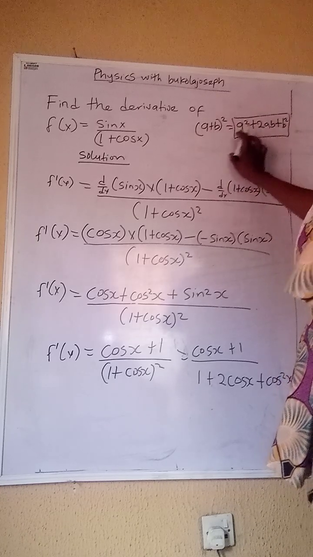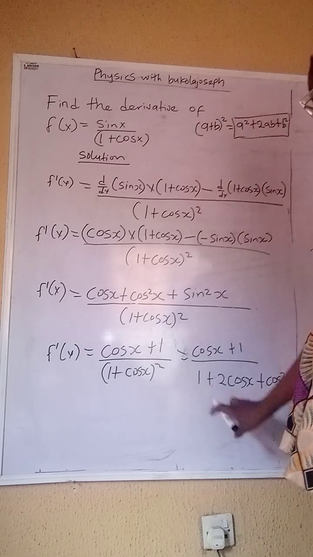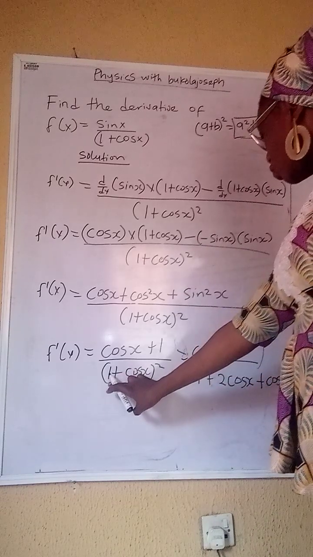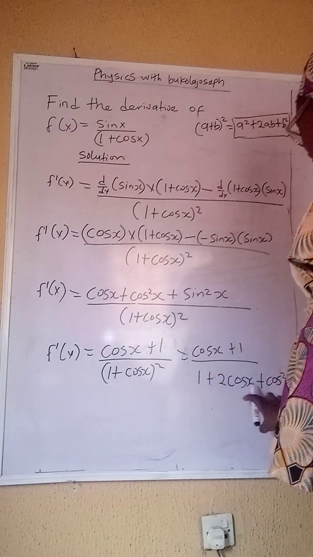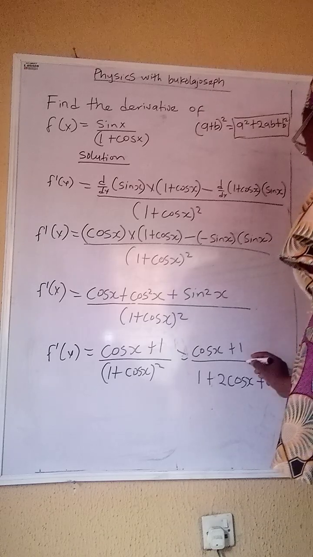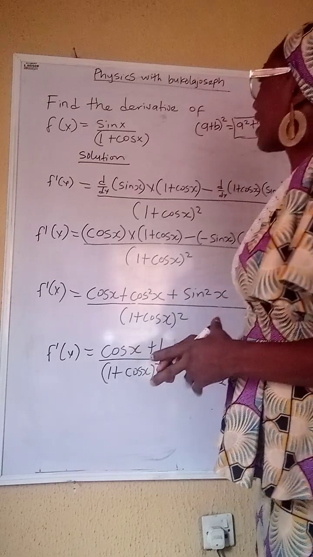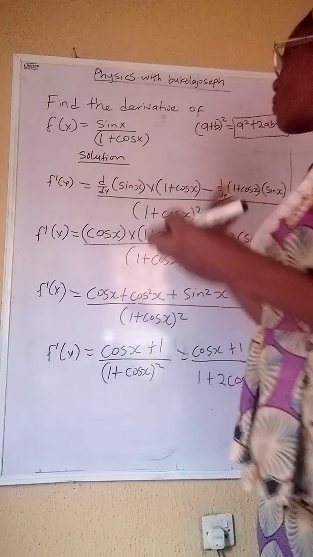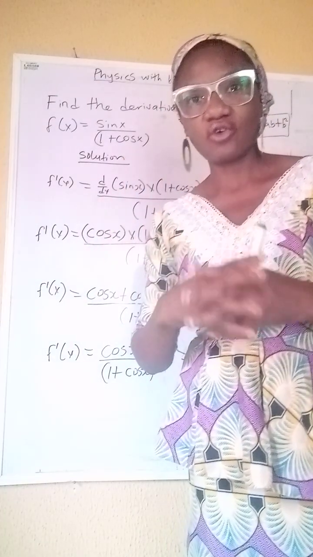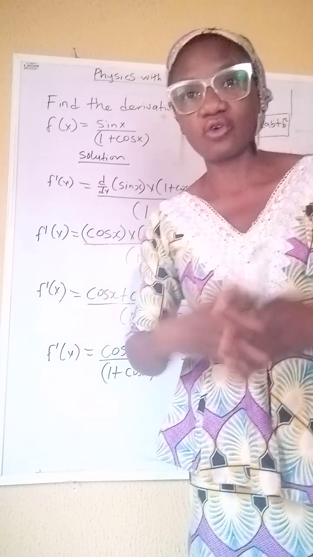A times a is a squared. Then 2 times a times b will give me 2ab. Then b times b will give me b squared. So let's apply it here. 1 times 1 will give me 1. Then 2 times 1 times cos x will give me 2 cos x. Then plus cos x times cos x will give me cos squared x. And this is the derivative of the function f of x equals sine x all over 1 plus cos x. I believe you know that this is the ratio of two functions. Okay, the derivative of a function that is the ratio of two functions.